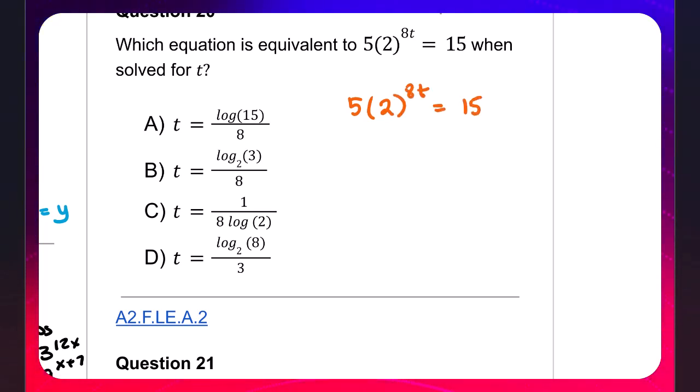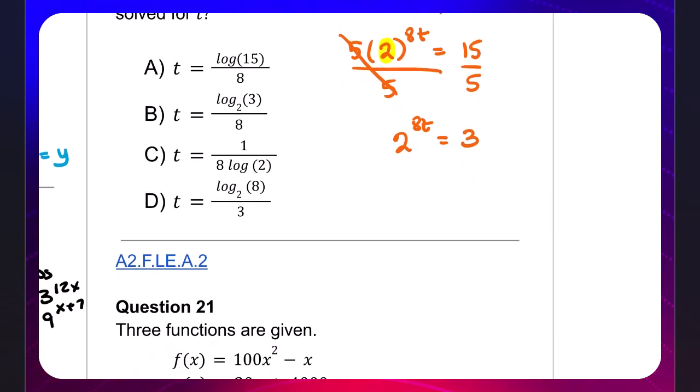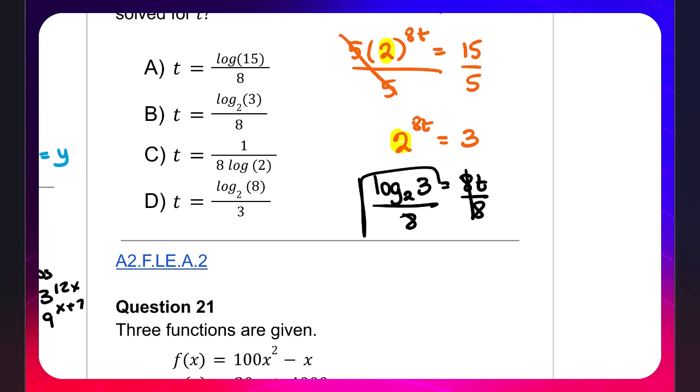We are trying to isolate t, which means that the base attached to the t needs to be isolated. So that 5 needs to go. At this point, the base is isolated. I'm going to have to swap forms now. So I'm going to do log base 2 of 3 equals 8t. And then simply divide both sides by 8. It should look like this. If it doesn't have divided by 8, it could maybe have times 1 over 8. But that is going to match B.